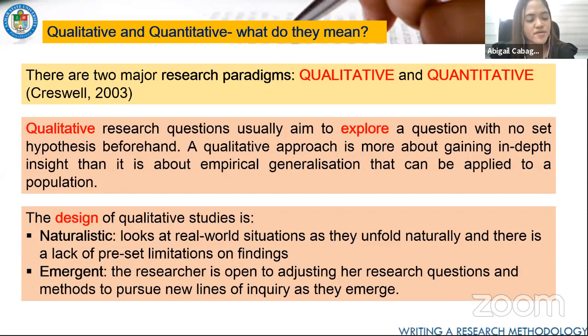And another characteristic of a qualitative design is that it is emergent, and it is also flexible. So the researcher is open to adjusting her research questions and methods to pursue new lines of inquiry as they emerge. Since we need to explore, we don't know exactly what will emerge in the data collection. So if we don't know what will come through or what will emerge, then we can adjust our research questions, depending on what comes out. And yes, in qualitative research, we can adjust our research questions, and we can also adjust our methods depending on the data that we derived or collected.